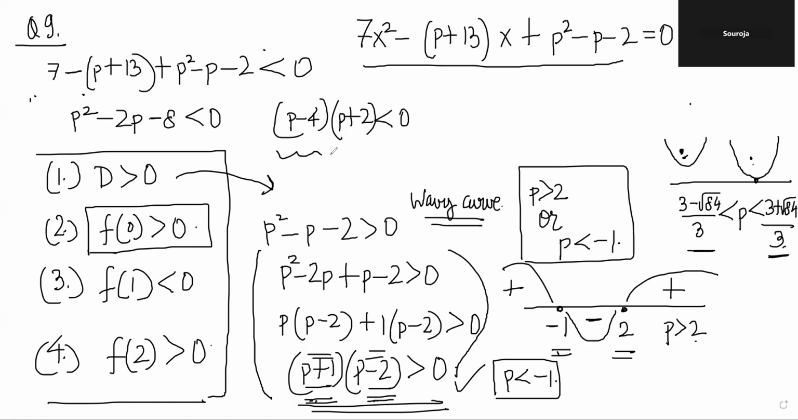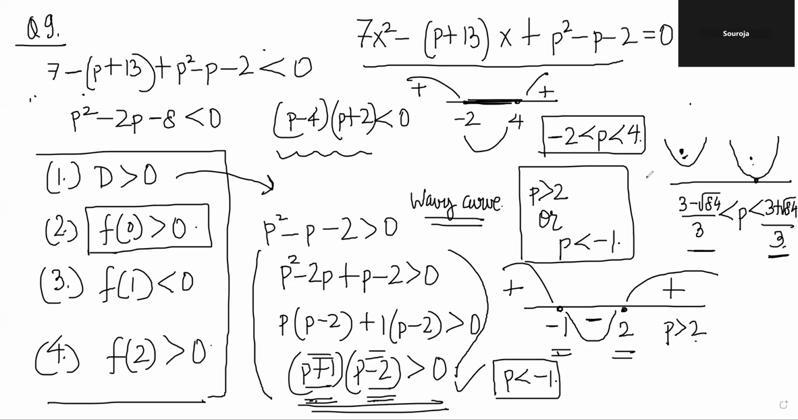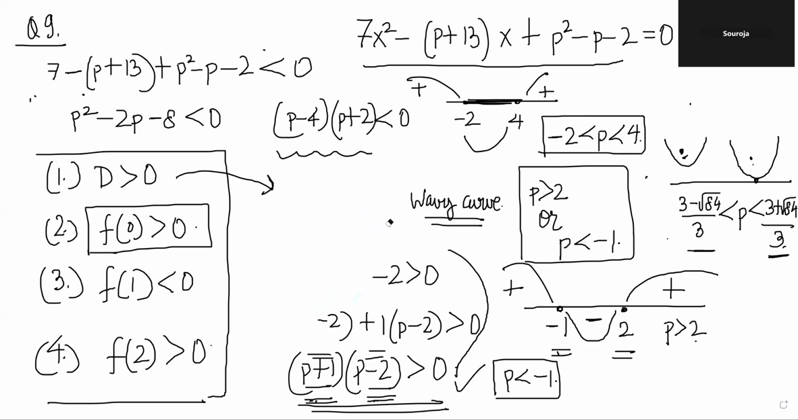And now again, we will do the wavy curve. It will be between -2 and 4. In between, it will be negative, right? Ahead, it will be positive, and below, it will be positive, right? So from here, we are getting p is between -2 and 4, right? So three answers we have gotten. Ultimately, we will have to do the intersection of all because all have to be satisfied, right? So now finally, we'll do f of 2 is greater than 0.